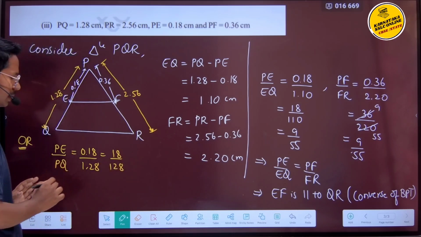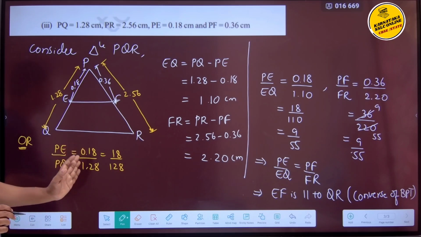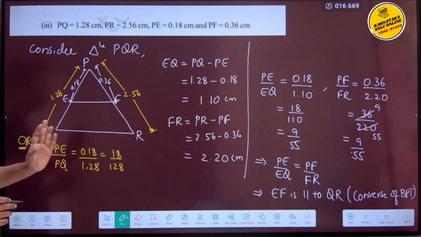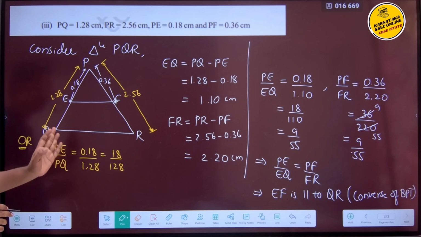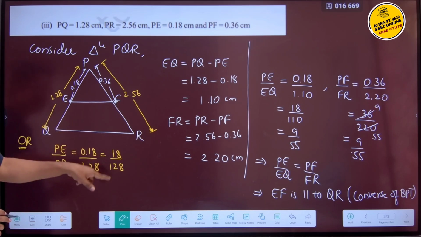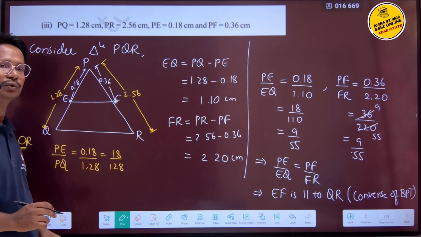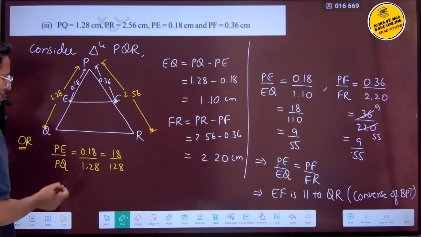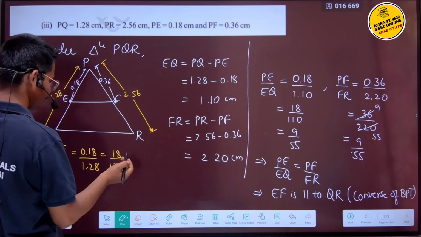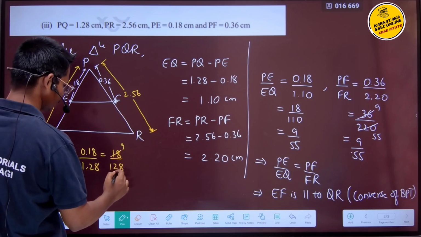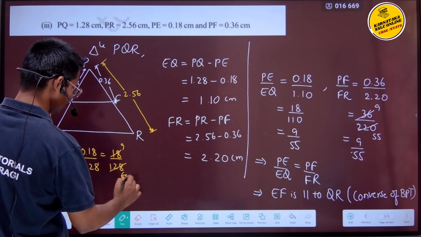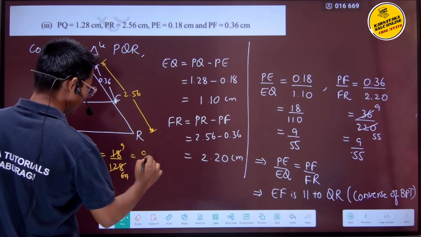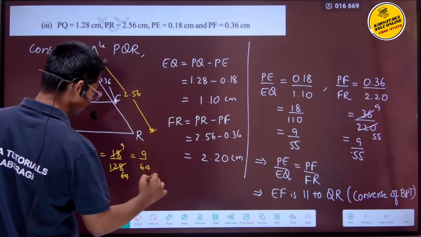See, you should not compare without simplifying the fractions. Always you have to simplify the fractions. Keep it in its simplest form. It means the HCF of numerator and denominator should always be 1. Only then can we say it is simplified. So I'll go with 2. 2 nines are 18 and 2 sixty-fours are 128. It means 9 by 64.